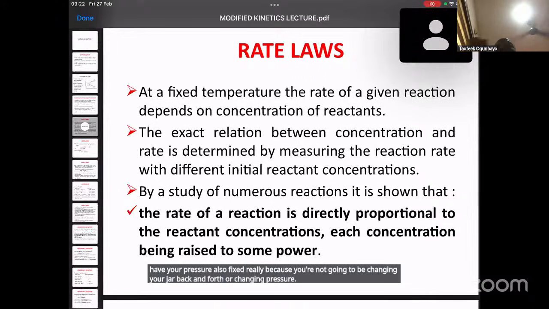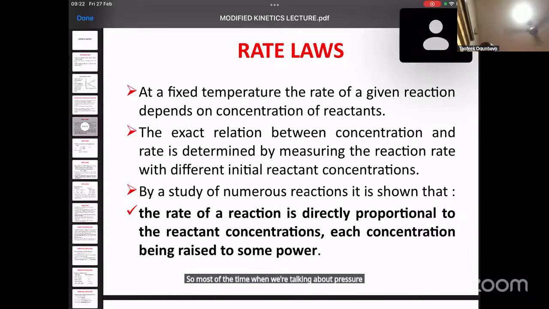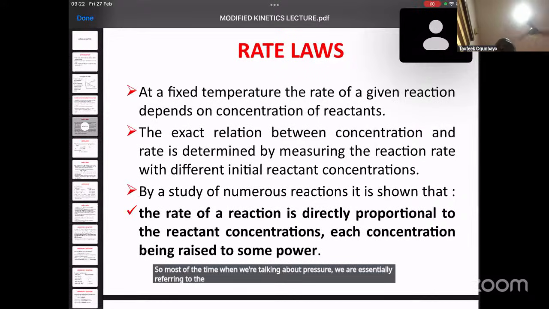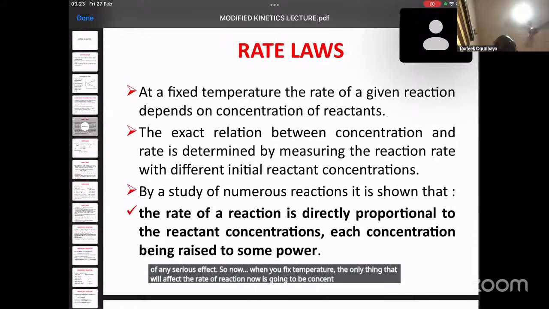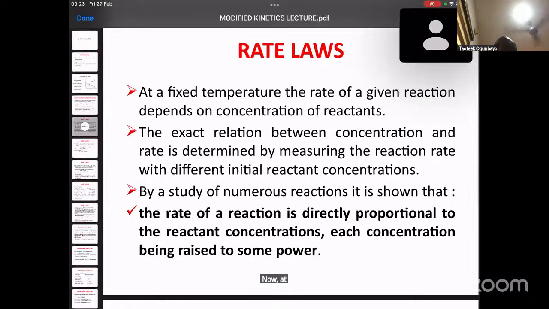So most of the time, when we're talking about pressure, we are essentially referring to the gaseous reactant. But in this case, it's just about the interplay between temperature and concentration, because the pressure itself is also not going to be of any serious effect. So when you fix temperature, the only thing that will affect the rate of reaction now is going to be concentration. At that particular point in time, you can now change your concentration and look at how that change in concentration affects the rate.